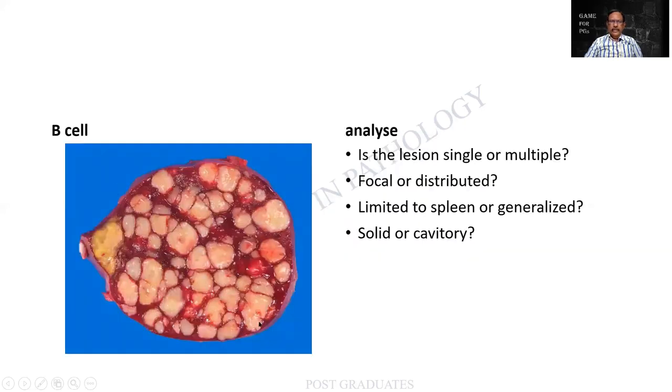And this again is a case of a lymphoma of the spleen. And whenever you see a specimen, please analyze, and there is a lesion. Please do analyze. Is the lesion single or multiple? In this case, it is multiple. Is it focal or distributed? It is uniformly distributed. Is it solid or cavitary? You find that the lesions are solid. So these you can use to describe your vocabulary for the description of the specimens.